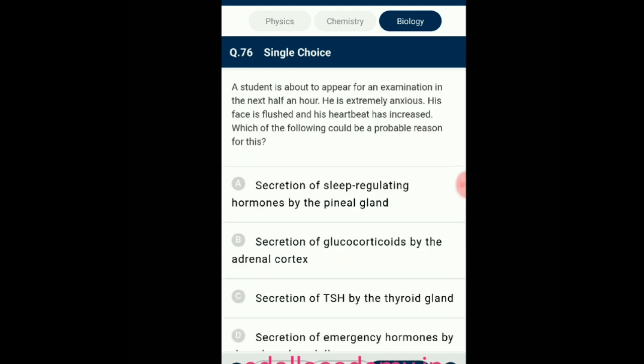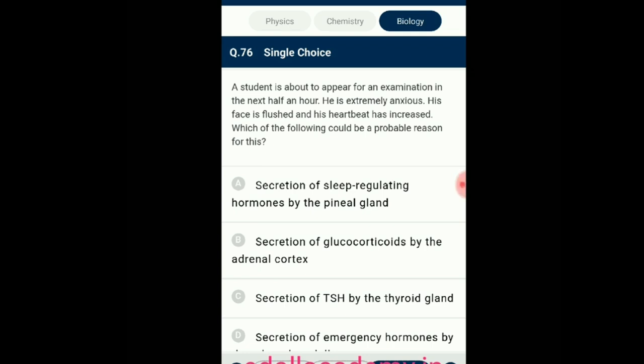Question 76. A student is about to appear for an examination in the next half an hour. He is extremely anxious. His face is flushed and his heartbeat has increased. Which of the following could be a probable reason for this?